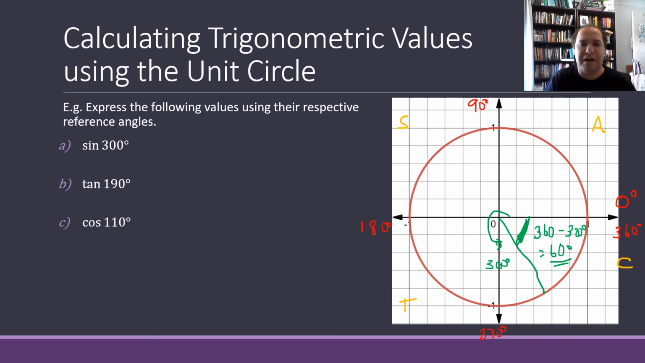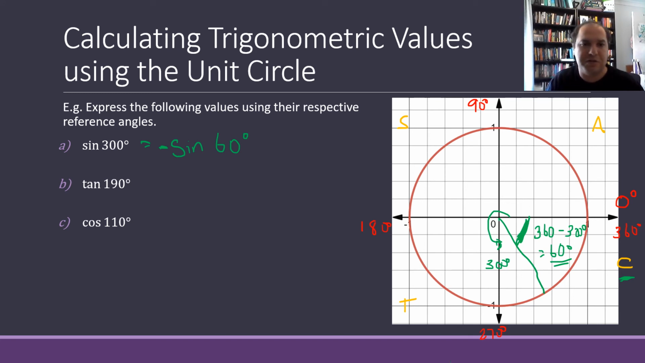So sine 300 is going to be related to sine 60 degrees. Now we do have to work out whether or not it's going to be positive or negative. So looking at where we're located, 300 degrees is in our fourth quadrant. Only cos is positive there, so sine must be negative. So in terms of simplifying, sine 300 degrees is actually equal to the negative value of sine 60. And we've expressed sine 300 in a much simpler way there.